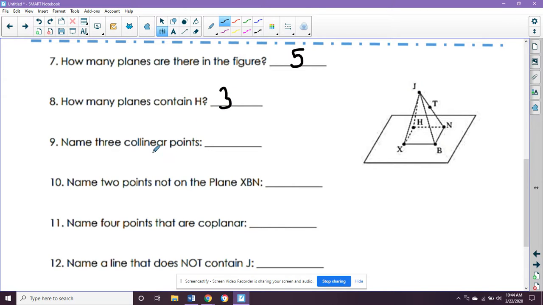Name 3 collinear points. Collinear, remember, is on the same line. So let's look at our lines. And most of our lines only have 2 points on it, except for this line right here. We have J, T, N, or we could call it N, T, J. Let's go backwards and do N, T, J.